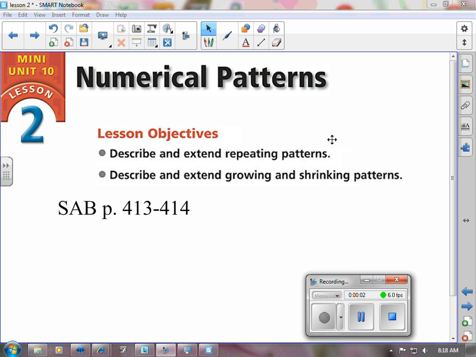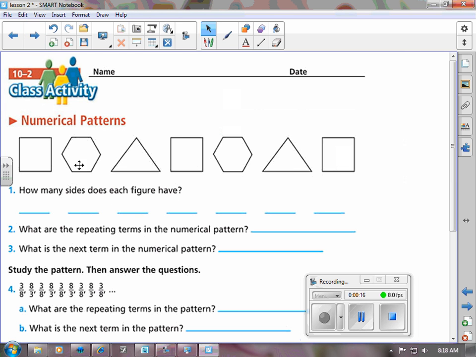All right, we're doing Unit 10, Lesson 2, numerical patterns as they extend, repeat, grow, and shrink. You need SAB pages 413 through 414. Okay, so what I would like you to do is pause the video and write down how many sides each of these shapes have, and then start it again and you can check your answers.